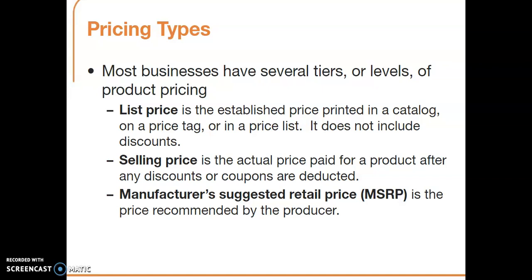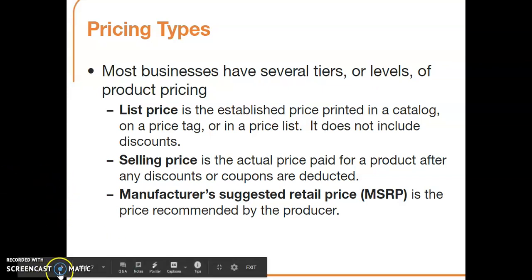The manufacturer suggested retail price is the price recommended by the producer. So a lot of times producers sell their products to retailers, and the producer is telling the retailers what they suggest they sell that product for. It's not always what the product is going to be sold for. It's just a suggestion by the producer.